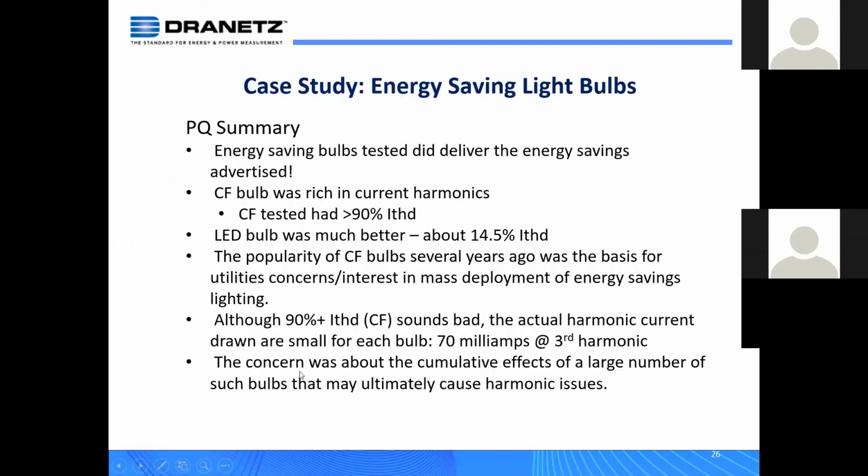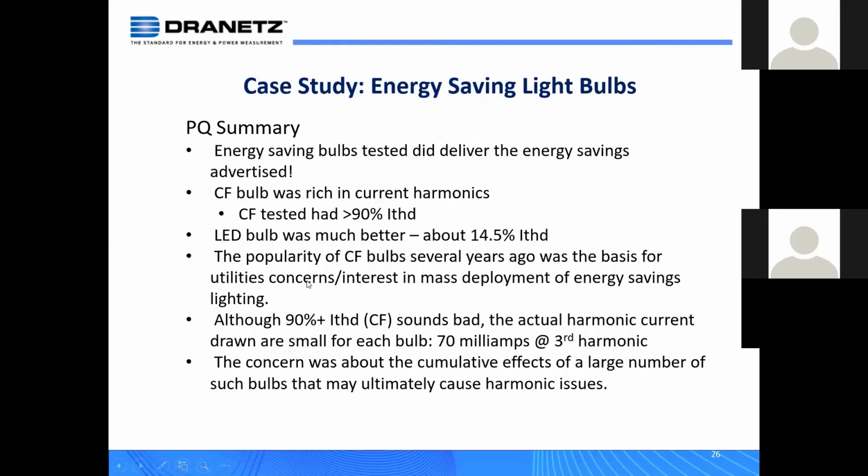So to wrap this up, and again, this is the entire case study, the energy savings light bulbs tested did deliver the energy savings. However, the CF bulb was very rich in current harmonics. In reality today, there aren't as many of them out there because most of us have transitioned to LED bulbs, although I'm sure people, including myself, do have some CF bulbs. The LED bulb was still distorted in current harmonics, but it's much better, only about 14.5%.